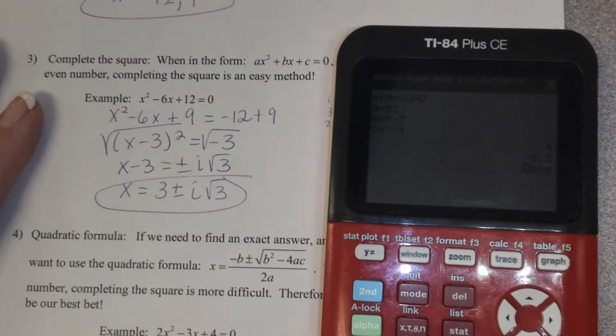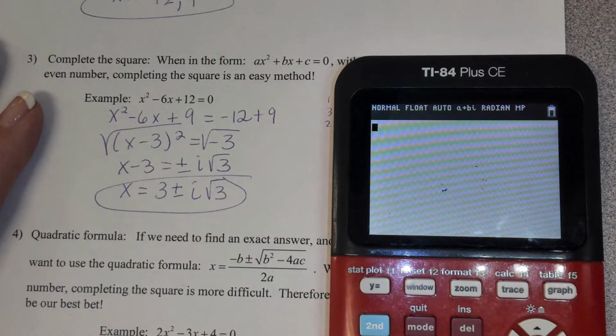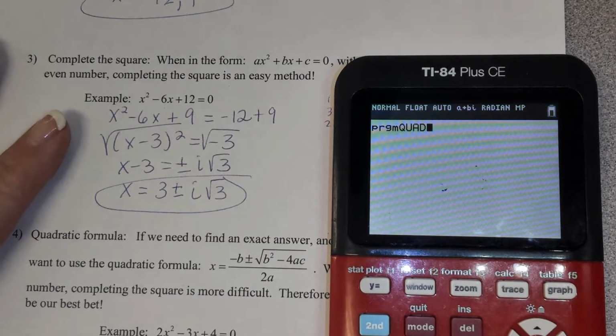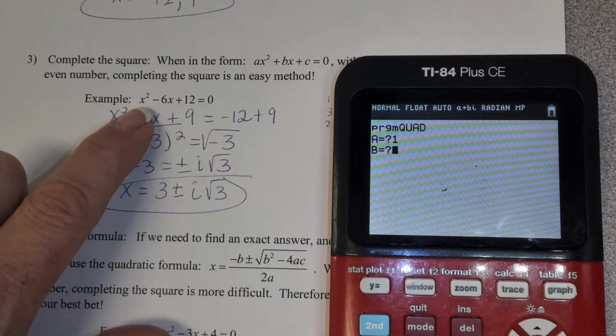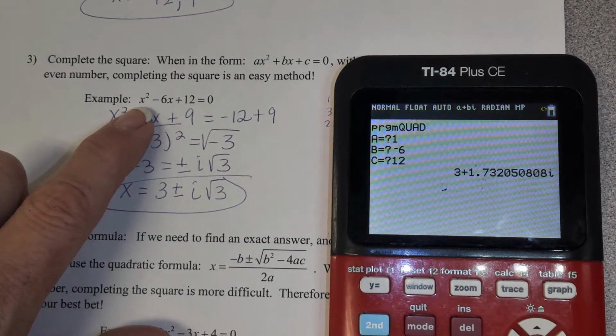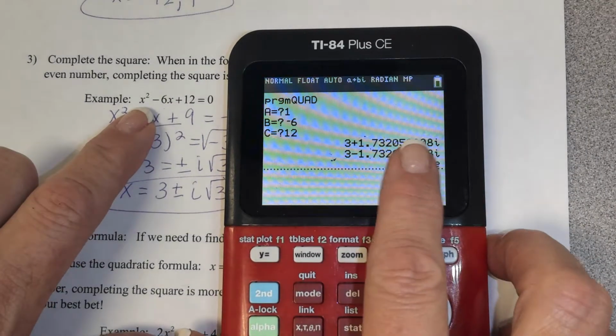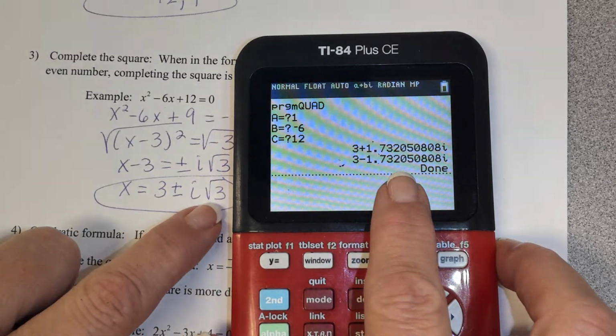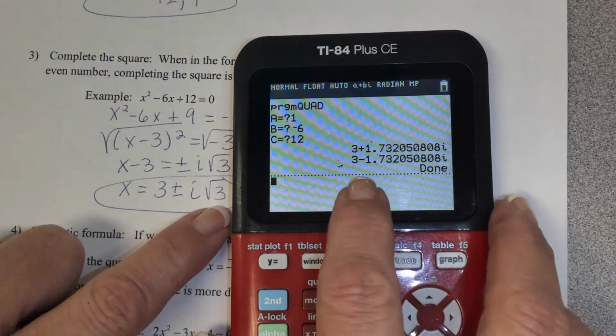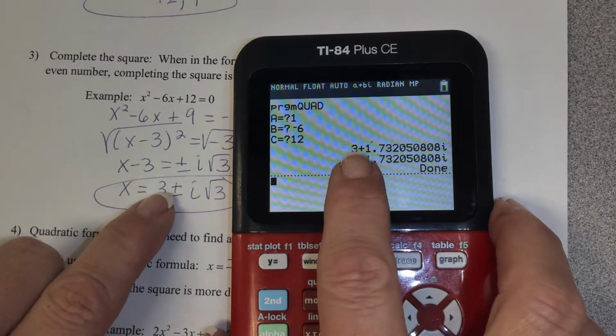Now, I want to show you something here, because a lot of times people are like, well, why wouldn't I just use my quadratic formula program? Well, watch what's going to happen. I put it in. Look at those answers. Are these going to be exact answers? No, because this is irrational. The only thing I can see is that this part's right.